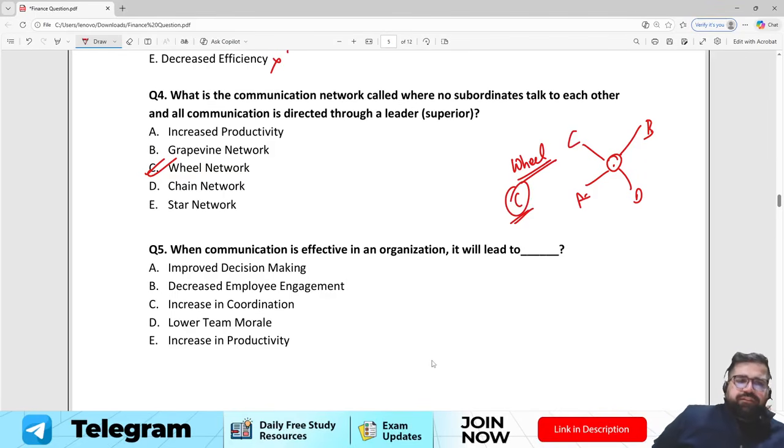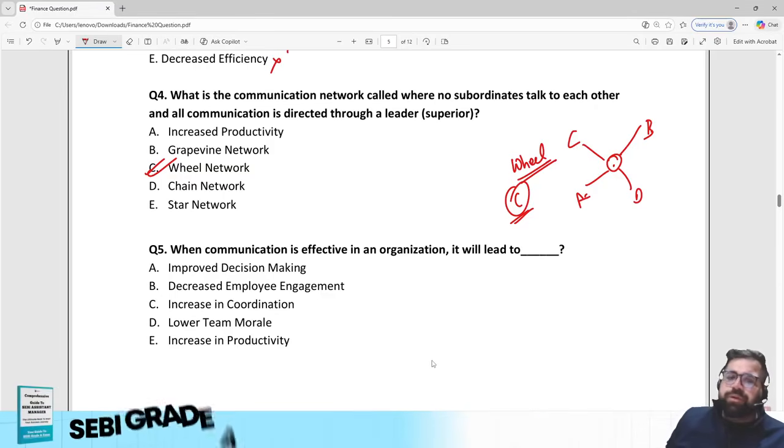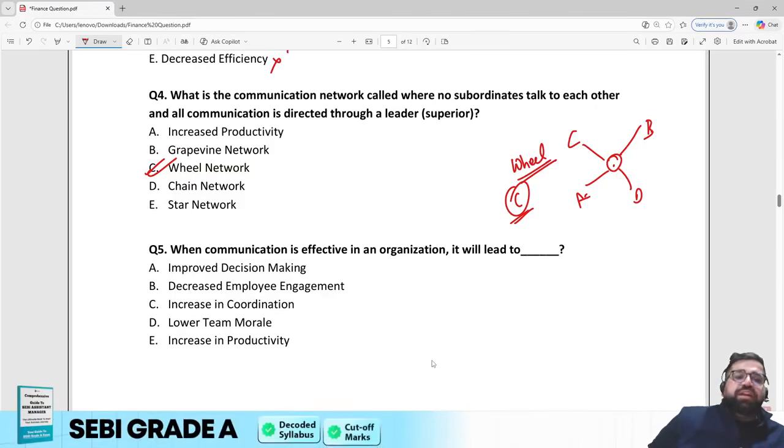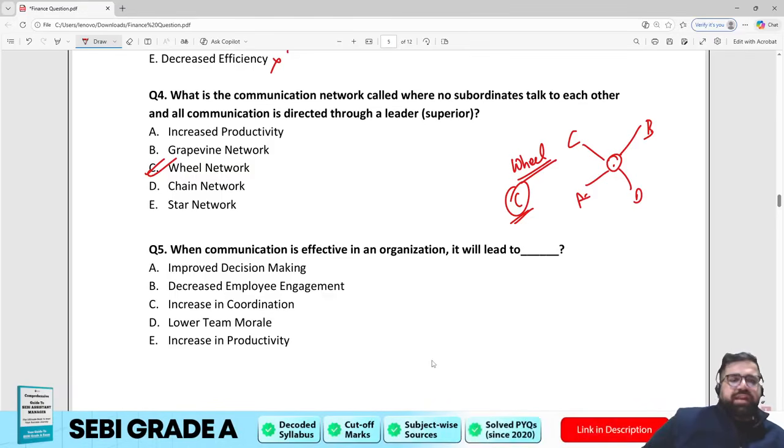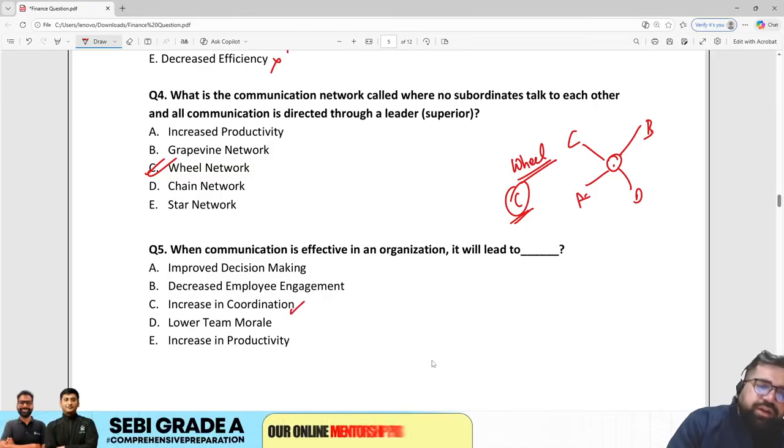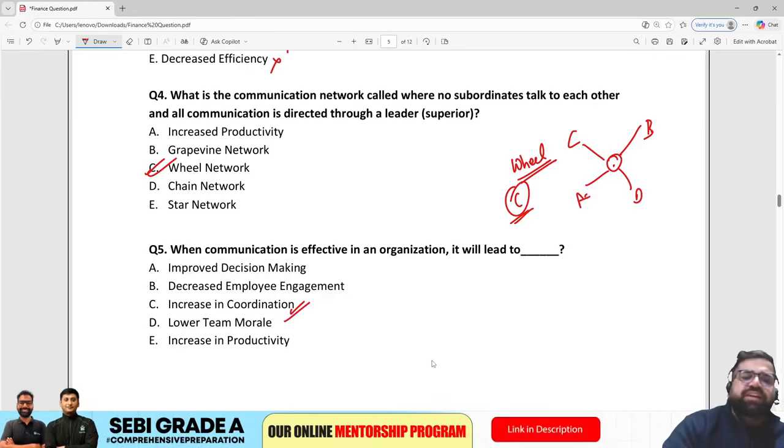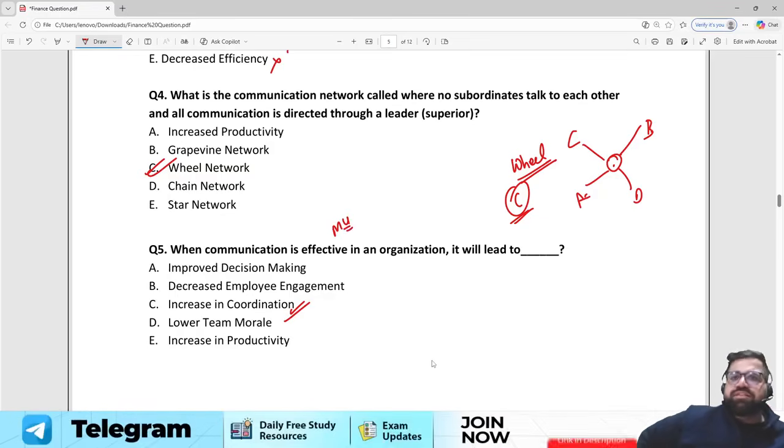Right. Fifth one. When communication is effective in an organization, it will lead to what? If communication is effective, that means everybody is able to have good mutual understanding. That will directly increase the coordination. Communication is effective means what? Mutual understanding is achieved. And if mutual understanding is achieved, people will be able to coordinate in a better manner.